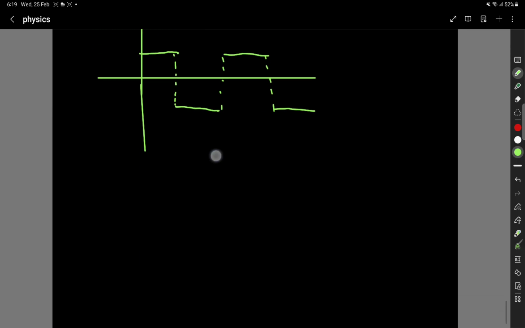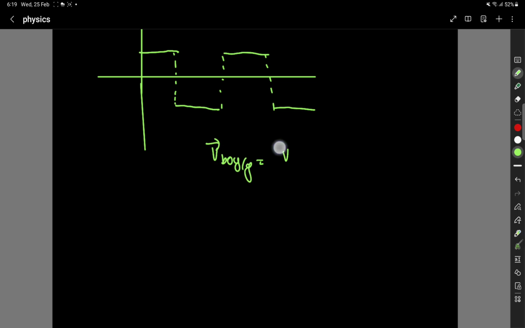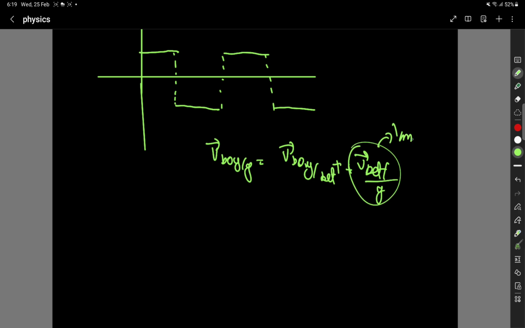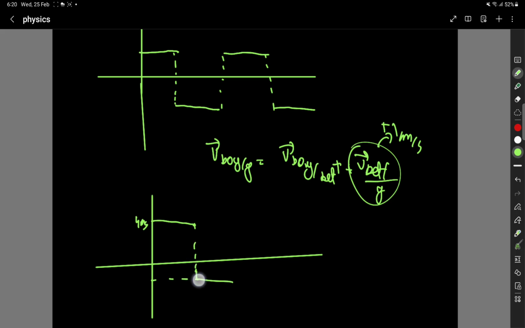So from here we can tell that the velocity of the boy with respect to ground is the velocity of the boy with respect to belt plus the velocity of belt with respect to ground. So this will become plus 1 meter per second. Then I can just add 1 everywhere: 4 meters per second, minus 2 meters per second. So the graph keeps going like this.